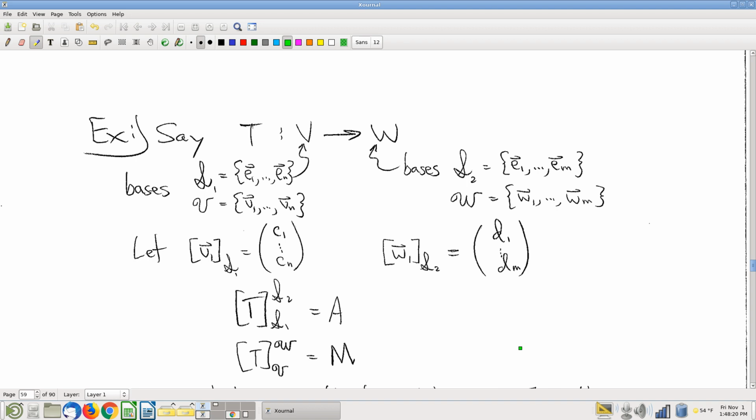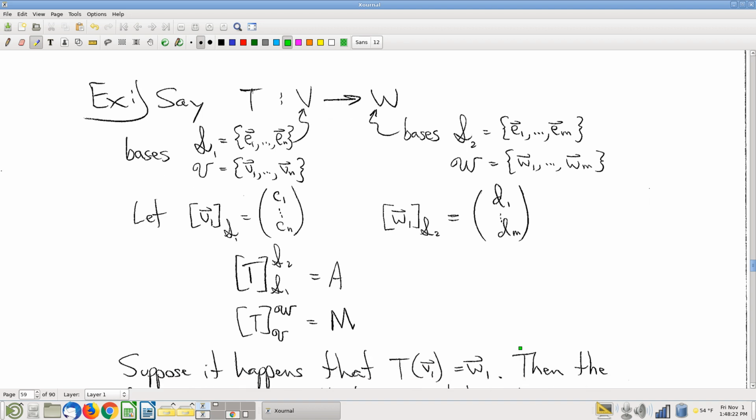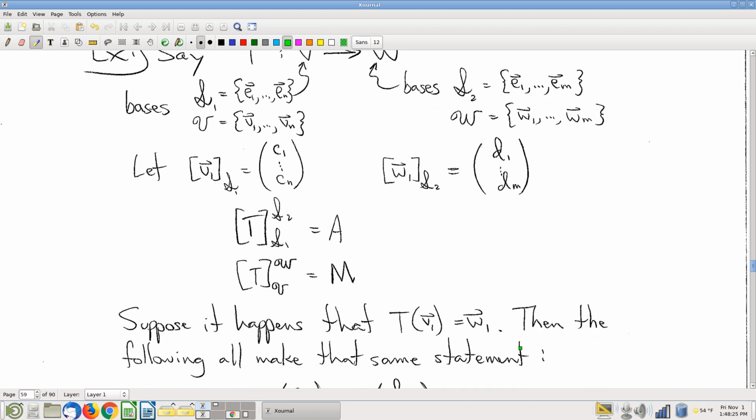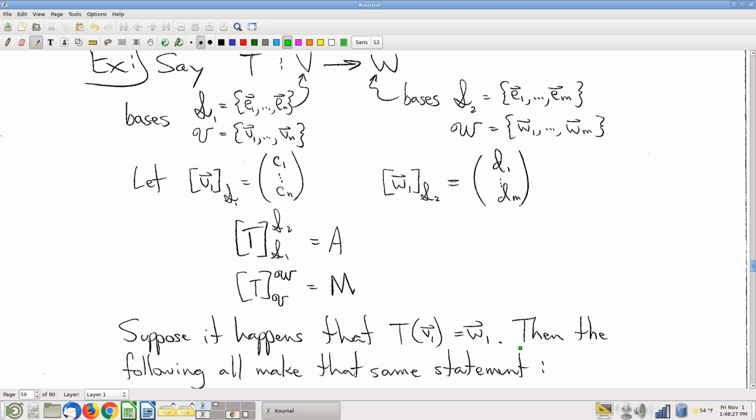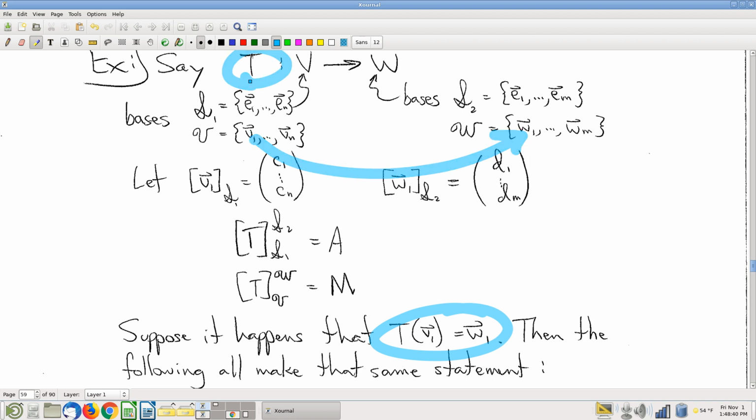So I'm going to describe a statement here. Now, I'm not saying that this statement is always true. I'm just saying here is a possible thing that might be true. Here it is, T of V1 equals W1. Again, there's no promise that, whenever you pick bases, this has to be true. But let's consider if, hypothetically, T of V1 happened to be W1.